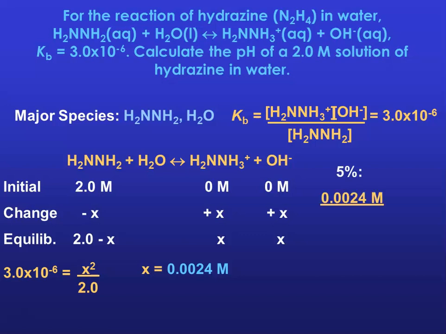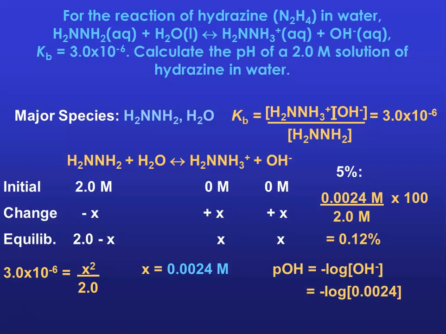If I test this out using my 5% rule, I see that it truly did meet that criteria. It is 0.12% of that initial concentration. So now that I have what X is, I have what hydroxide is. I can use that hydroxide concentration to calculate my pOH, 2.62. But I didn't want to find pOH, I wanted to find pH. And we know bases should have pHs above 7, in theory up to 14, as long as they're not super concentrated. So I have to do that 14 minus the pOH to get the actual pH of my solution, 11.38.